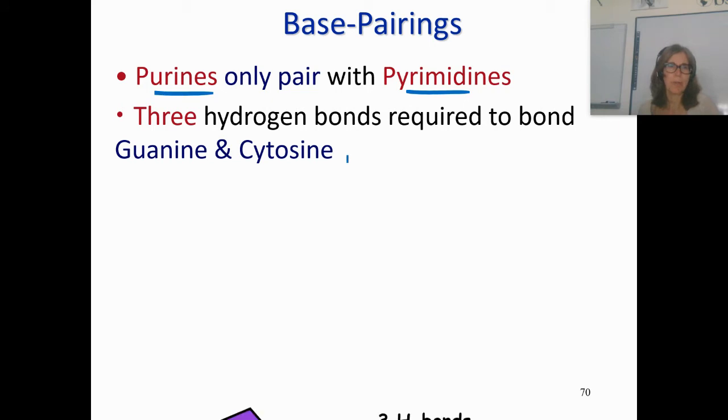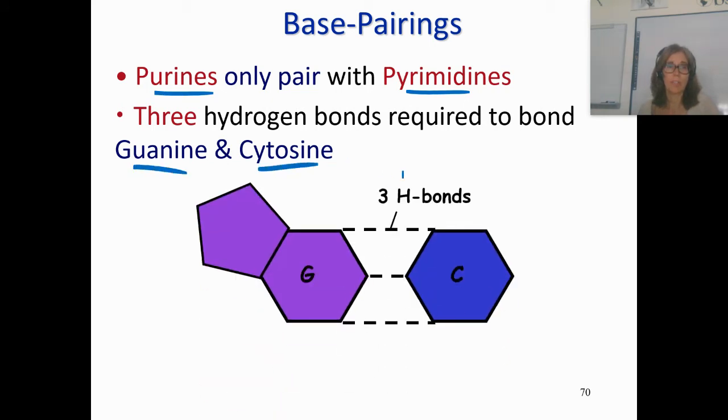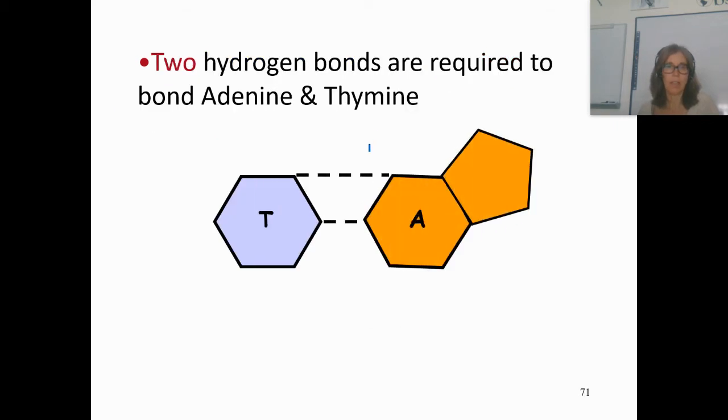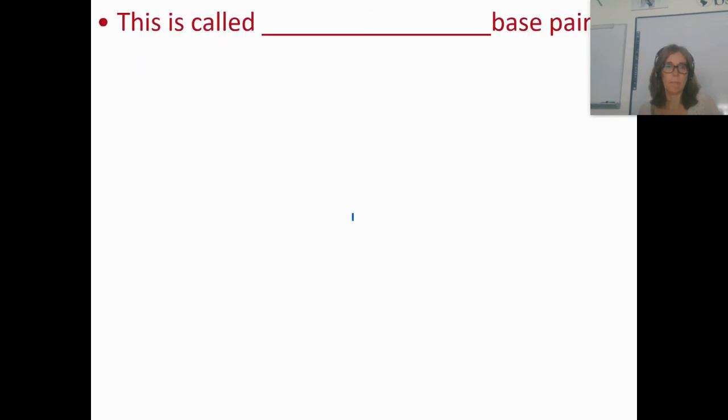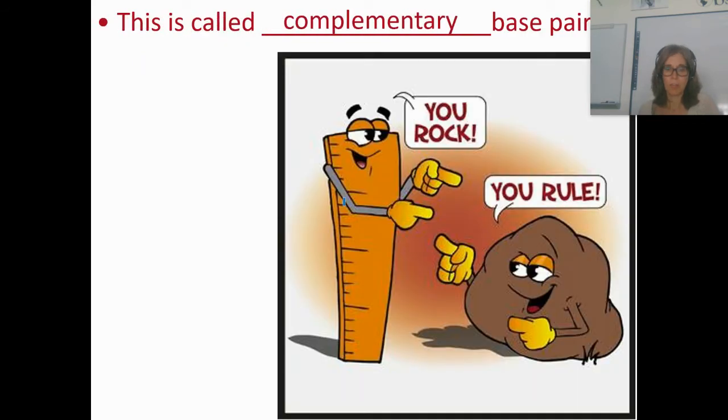You probably don't need to memorize this, but you do need to know the guanine and cytosine pair. The reason is that you have a big one with a little one, and also they have 3 hydrogen bonds, as opposed to adenine and thymine. Again, little one with big one, but they have 2 hydrogen bonds instead. So this is called complementary base pairing.